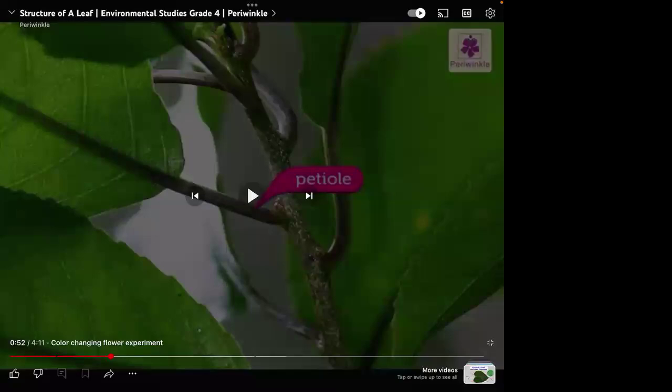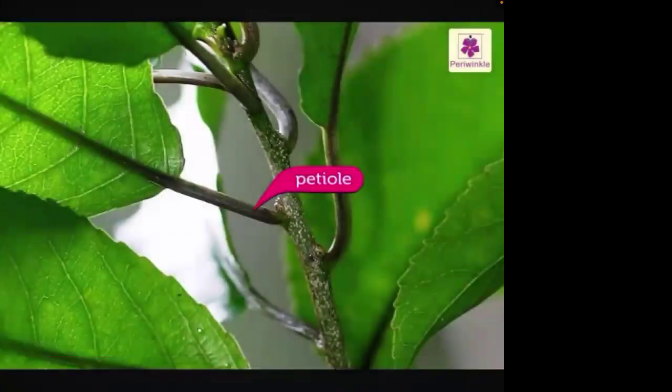The petiole is a short piece of stem that joins the leaf to the main stem. The main stem is there, and from the main stem, small petioles will be coming out. They will not be so long in length, but definitely they will be short.